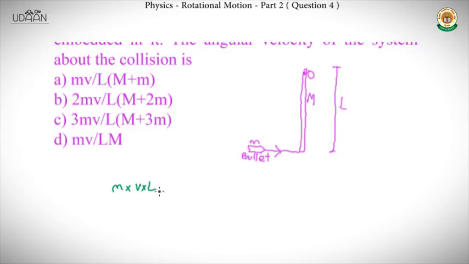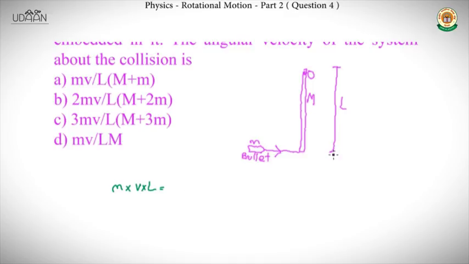Here v is the initial velocity of the bullet, and L is the distance of the bullet from the axis. As we had known, the angular momentum of any particle about any point is mvL. Here the initial angular momentum is mvL. Now this we can equate to the final angular momentum when the bullet gets embedded into the rod.